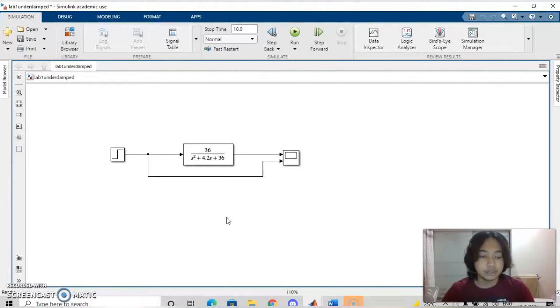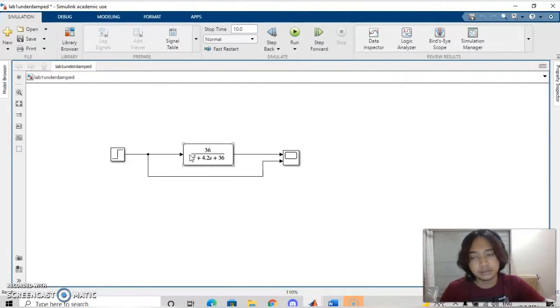Today I would like to explain this part 2 for this lab 1 lab sheet. For my part 2.1, the scope diagram. For this block diagram, I'm using the underdamped system. We change the value to 36 over s squared plus 4.2s plus 36.